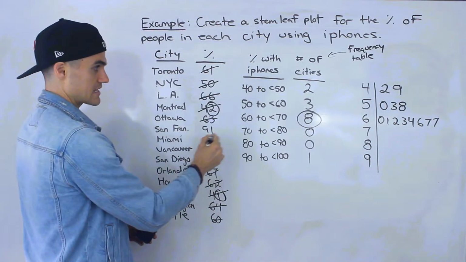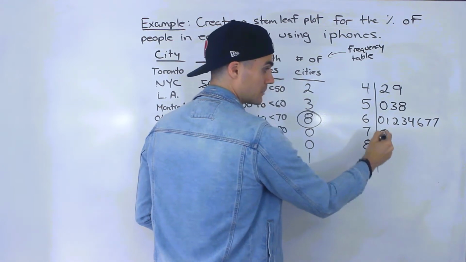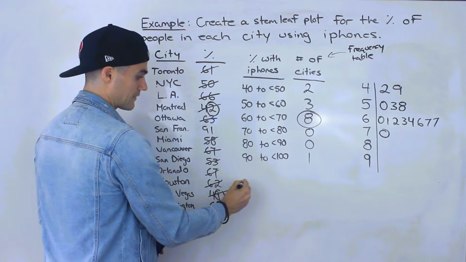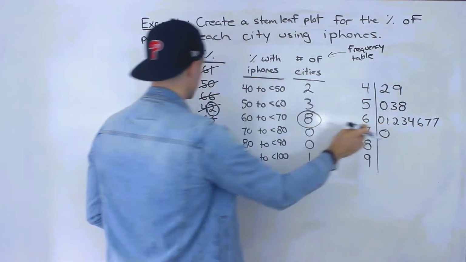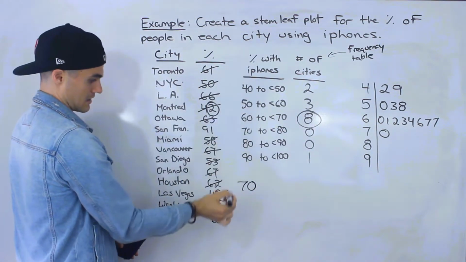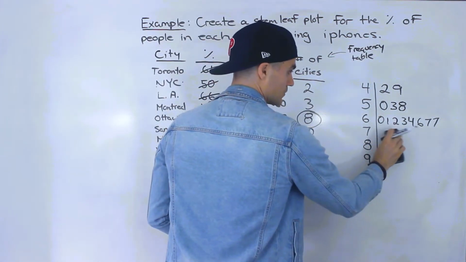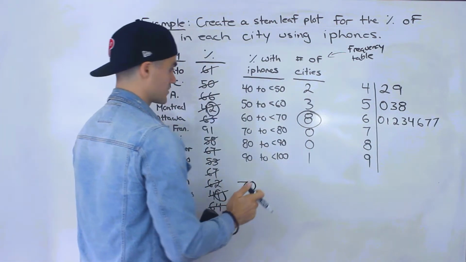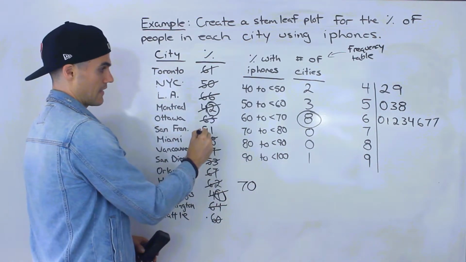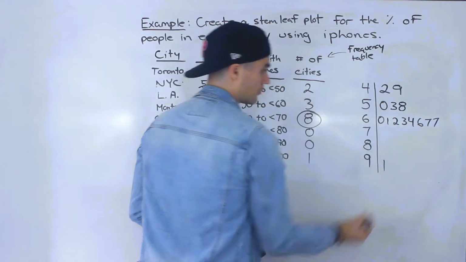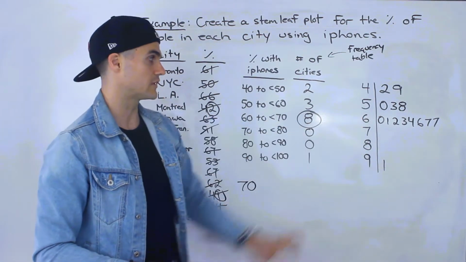Now with 7, notice that there was nothing here, so we would leave these blank. We wouldn't put a 0, because if we did put a 0, that would mean that there's a 70 somewhere here. Sort of like this 0 and this 0. We had the 50 and then the 60 for NYC and Seattle. So if it's empty, we just leave that empty. So there's no percentages that start with 7. There's no percentages that start with 8. And then this 9 here, we would put a 1. And so that right there is a stem leaf plot.